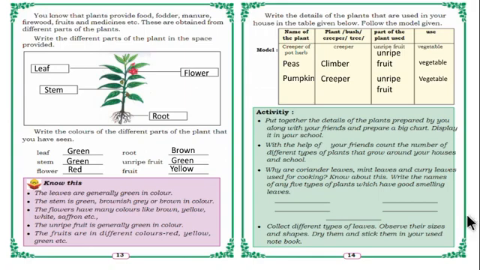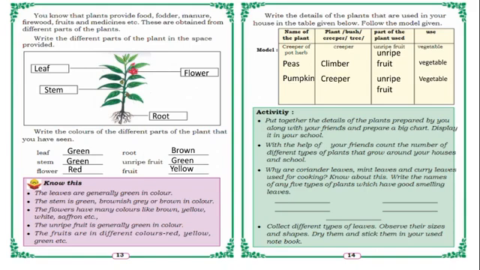And one more activity is there: put together the details of the plants prepared by you along with your friends and prepare a big chart to display in your school. So this is also one activity. With the help of your friends, count the number of different types of plants that grow around your houses. Nearby your houses, if any plants are there, you can observe.